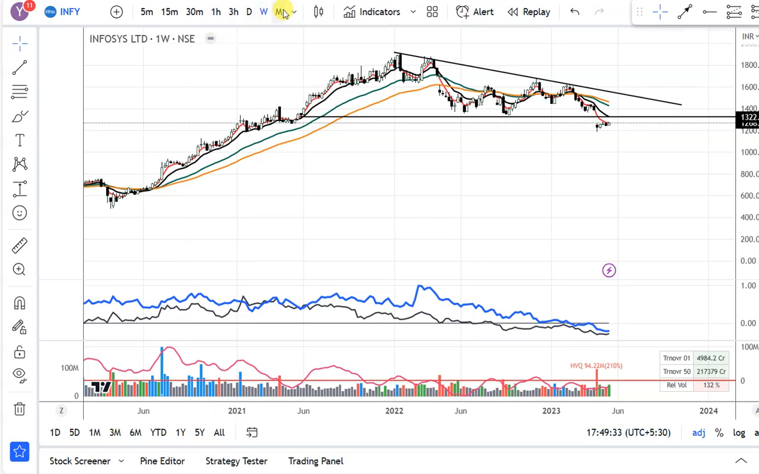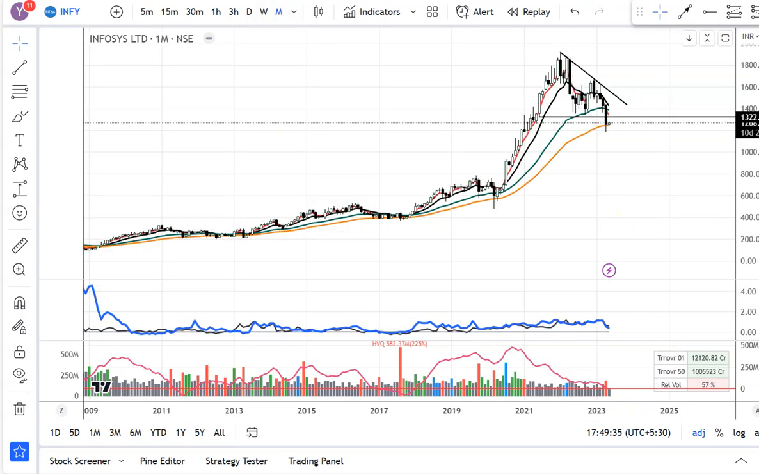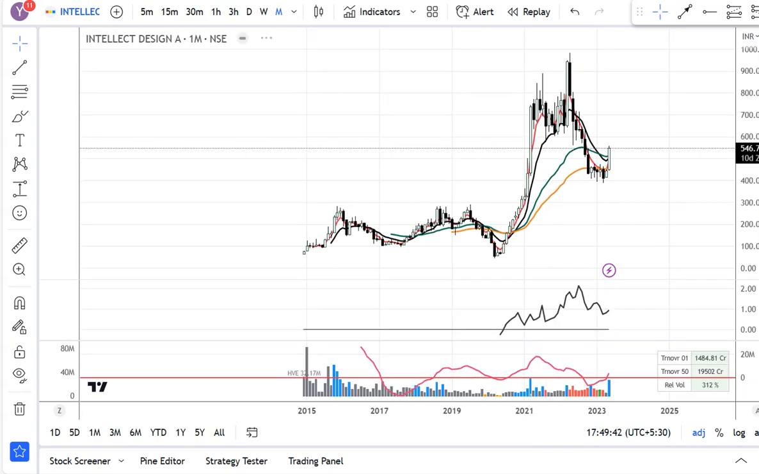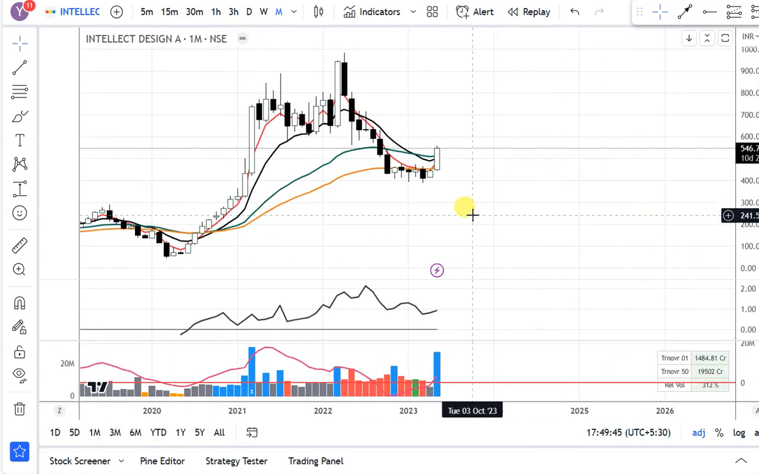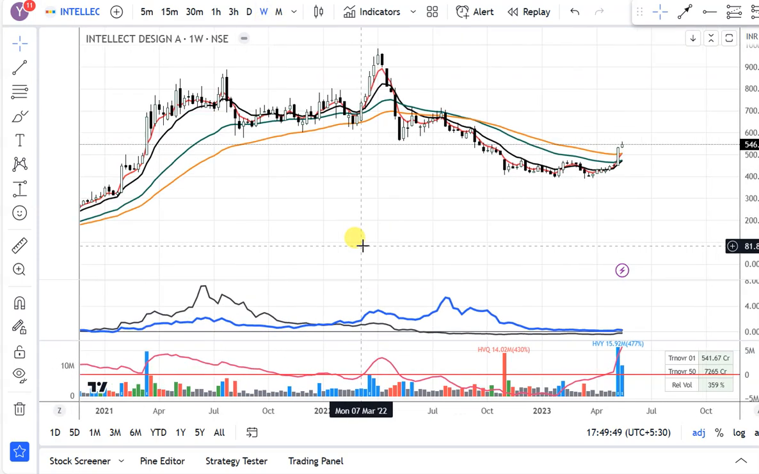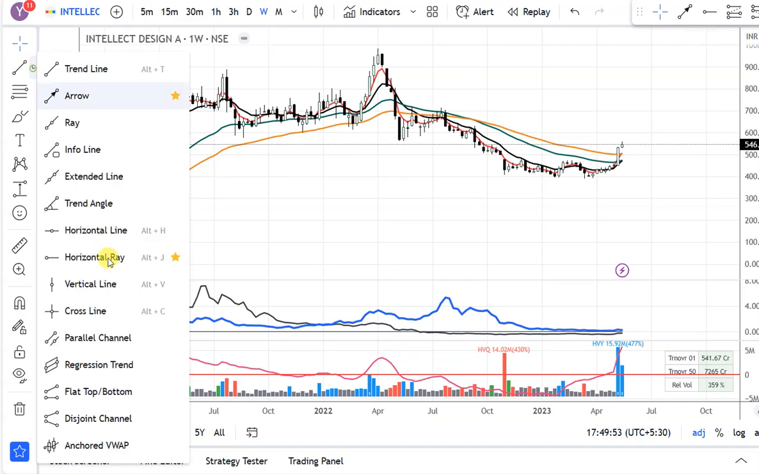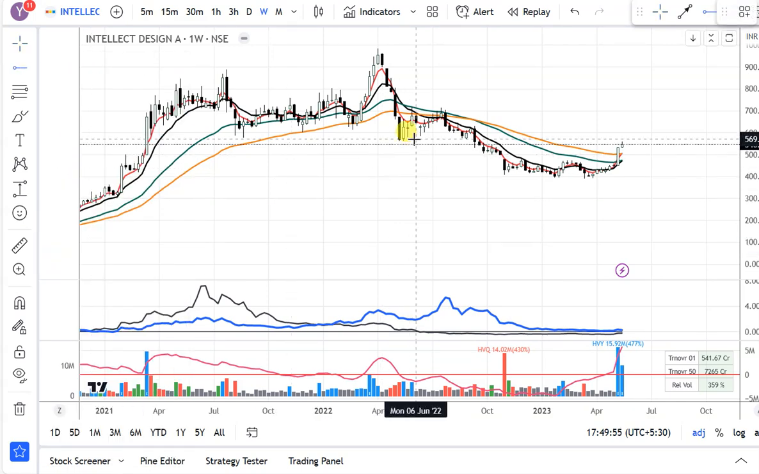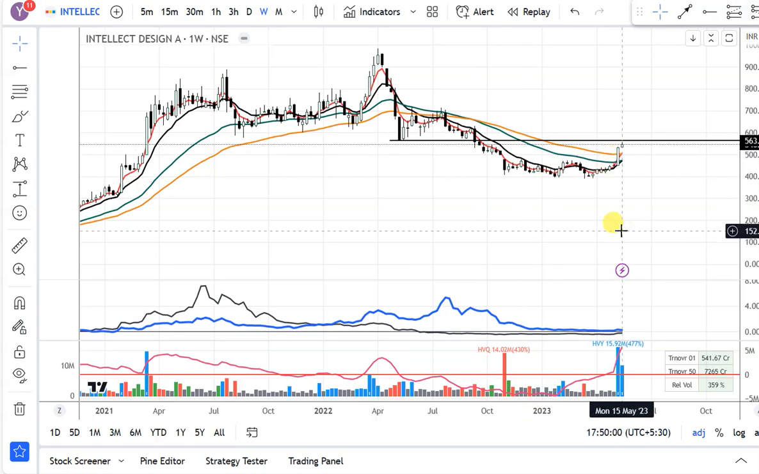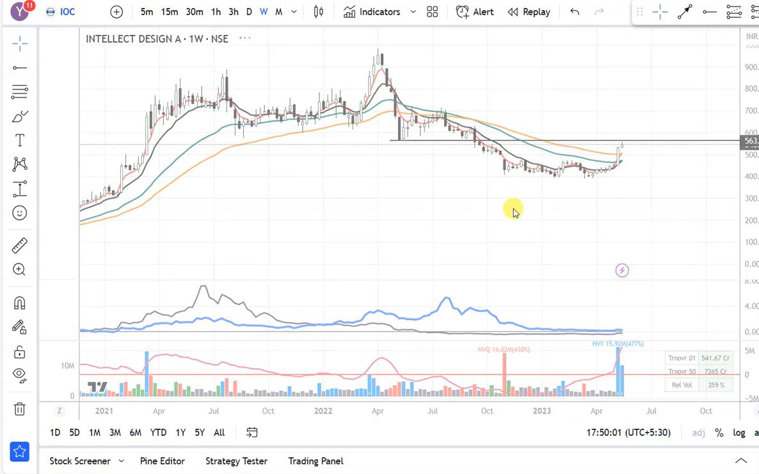Intellect Design is giving strong momentum. Let us see what it is doing on the weekly time frame. It is finding resistance in this area, so we will wait for it to close above 565 next week and then we'll discuss it. Indian Oil is also at resistance, so we'll wait for the breakout to happen.